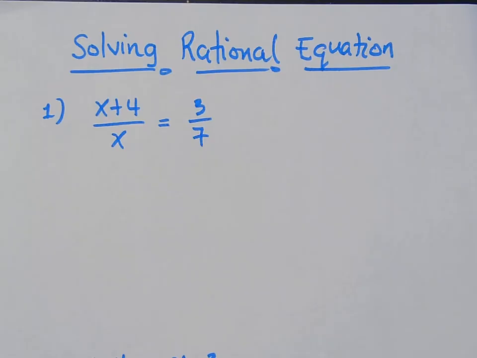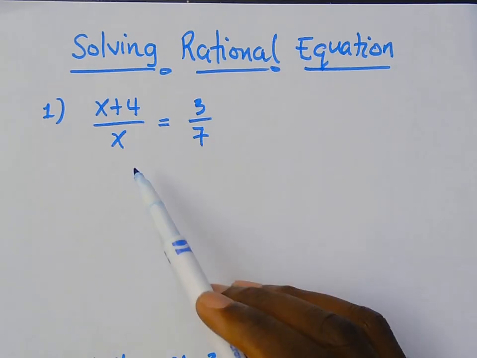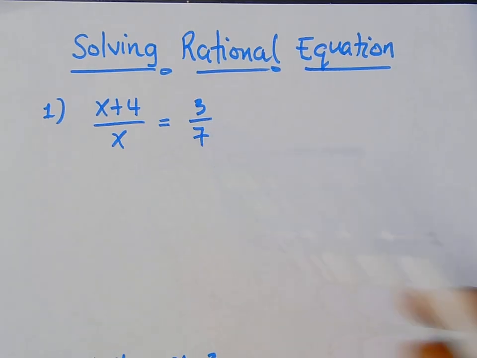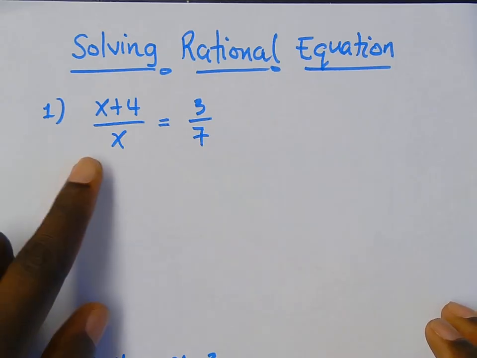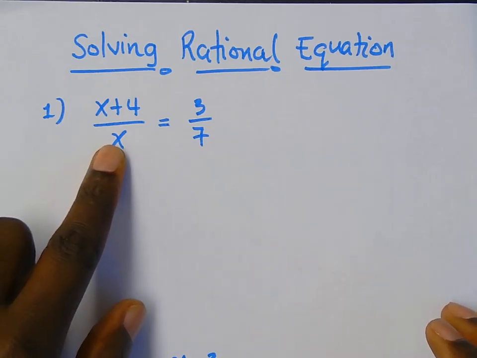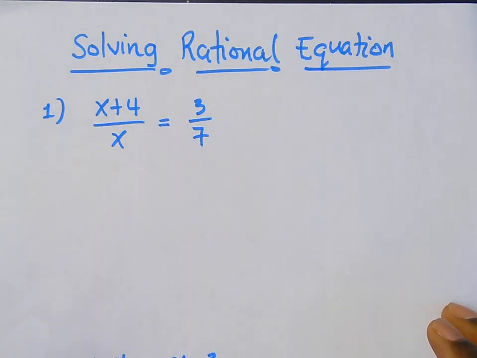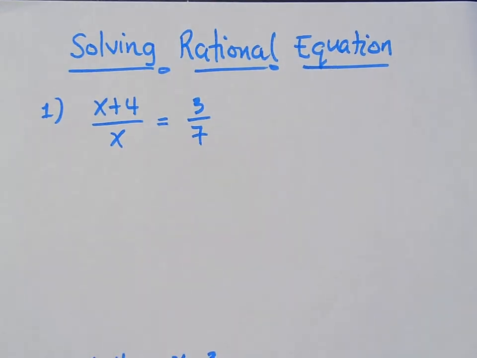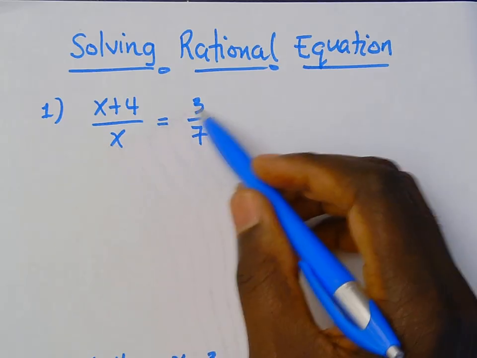We are given (x plus 4) divided by x equals 3 over 7. In this question, you realize that we have one fraction on the left and one fraction on the right. If you have a situation like that, the best way to approach this is to use what we call cross multiplication. So you're going to multiply the diagonals.